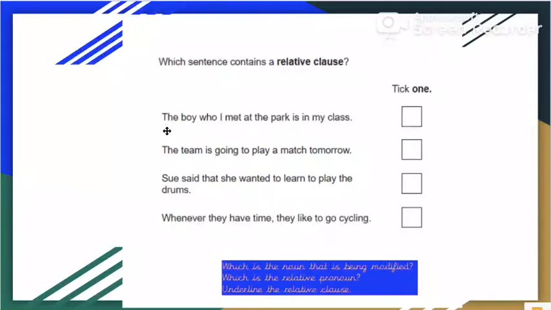Have a little think. So the boy is in my class would be the main clause. The relative clause would be who I met at the park, because that is giving me more information about the noun and it's using a relative pronoun here. So the boy is in my class is my main clause, and who I met at the park is my relative clause.